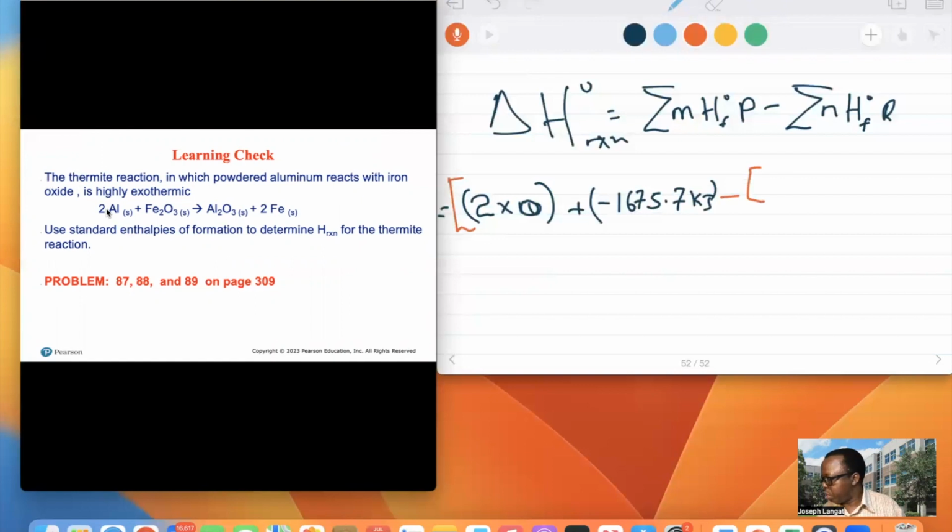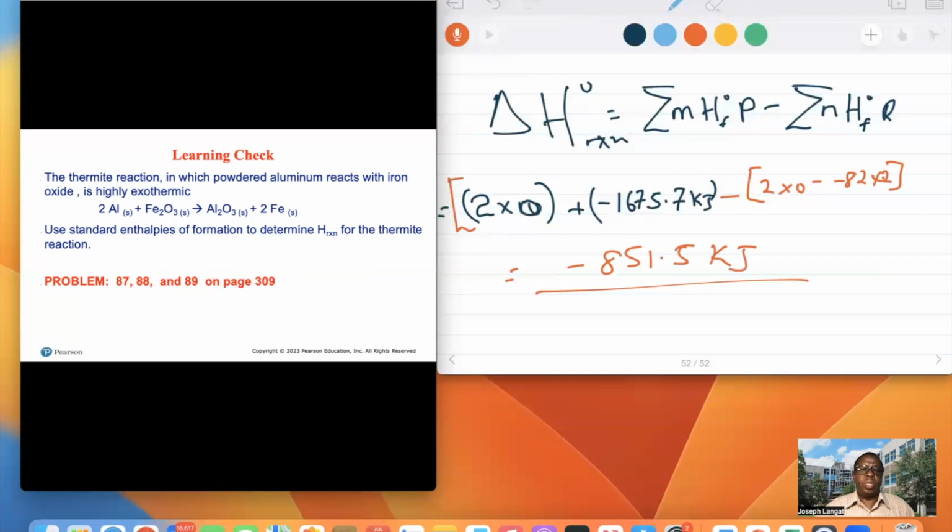So here is 2 times 0 for aluminum, plus, when we multiply by 2, iron(III) oxide, this is negative 824.2. If we multiply that by 2, the overall here is negative 851.5 kilojoules. This is using the standard state.